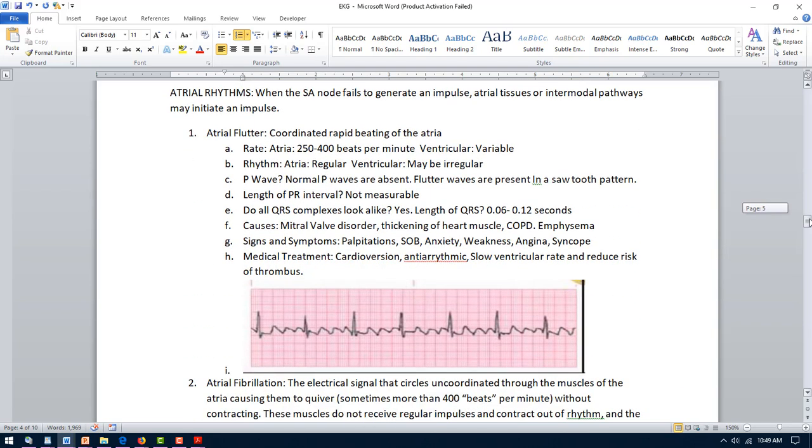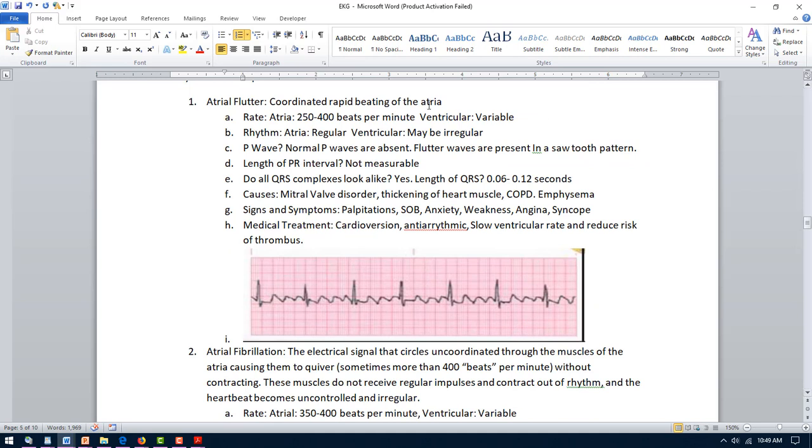Atrial flutter. The atria are beating rapidly, and it's still somewhat coordinated. So it's still where they're actually pumping some blood. They're not doing a great job, but they're still pumping some blood. The ventricles are going to be doing their own thing as well.